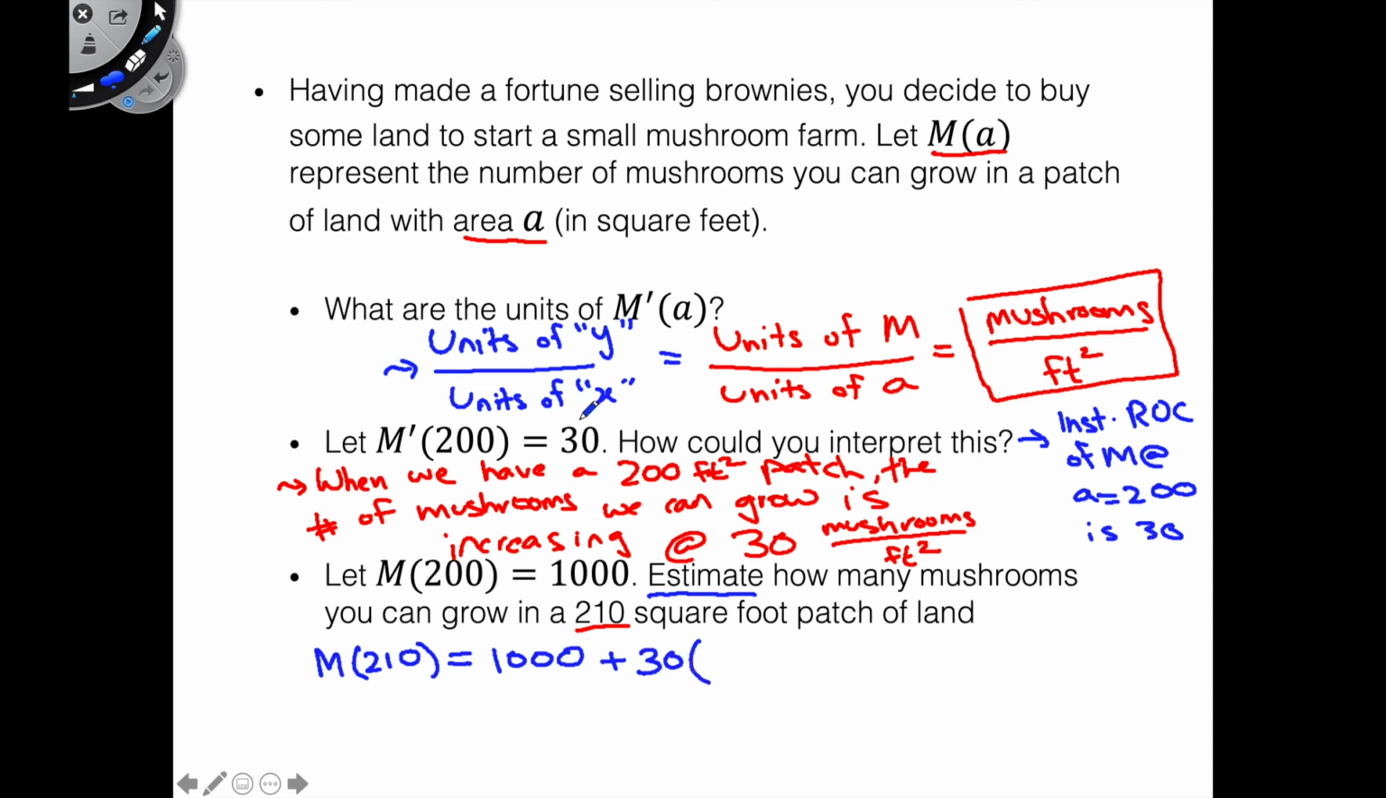So that's 30 units per square foot times the difference between these two, which is going to be 210 minus 200. And so then what this gives us is 1,000 plus 10 times 30, that's 300. So you could grow approximately 1,300 mushrooms.